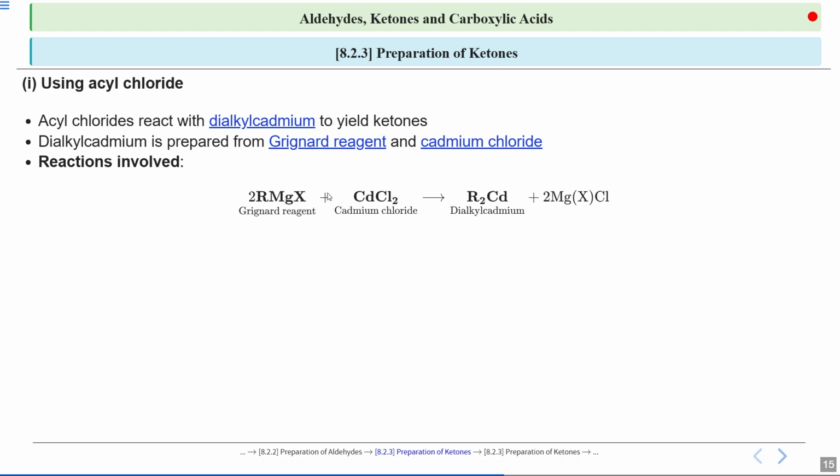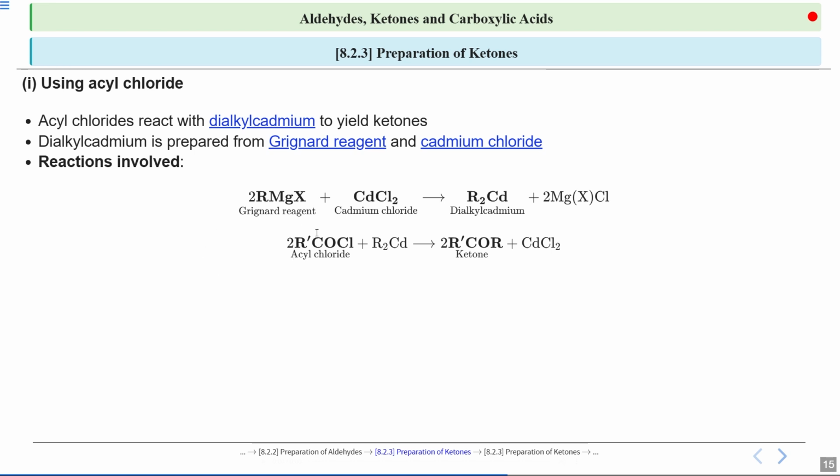When you react it with cadmium chloride, it forms dialkyl cadmium. This is a type of organometallic reaction where the organic group is bonded to a metal. Cadmium is a metal and the organic group gets bonded to it. And you will get a byproduct which is magnesium chloride. This is a salt which can be removed from the reaction mixture. Next, we have the reaction between the acyl chloride and dialkyl cadmium. This reaction produces ketone.